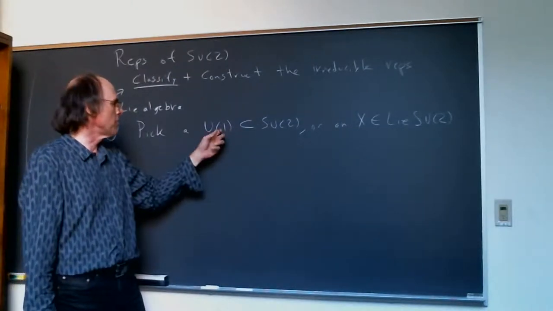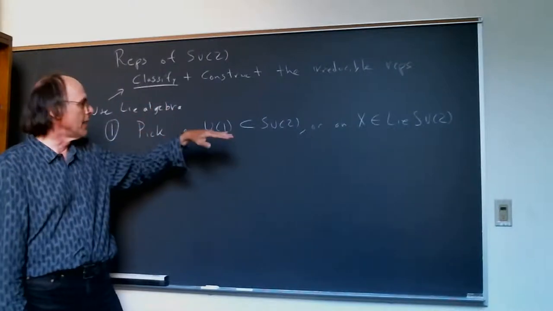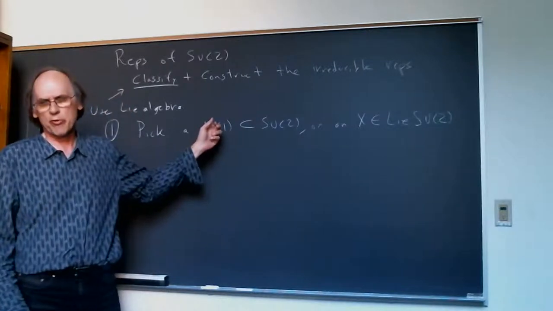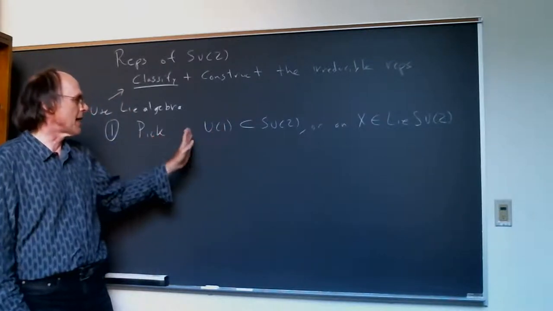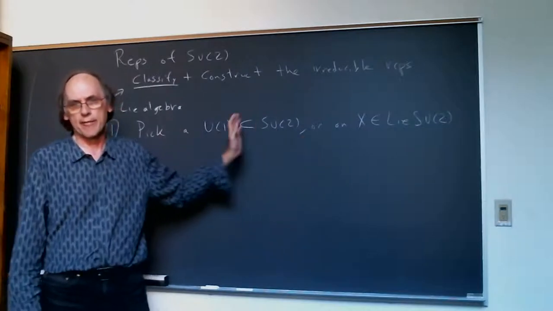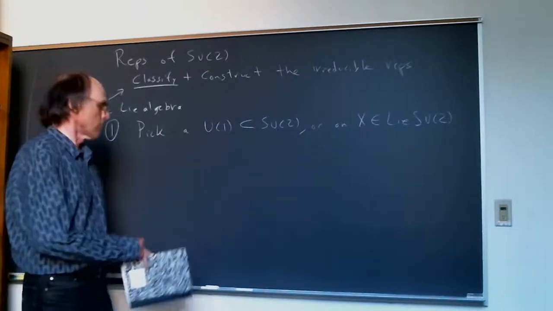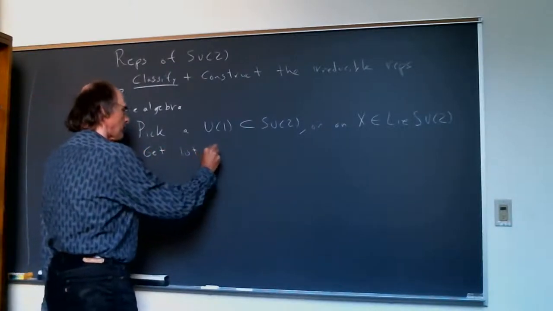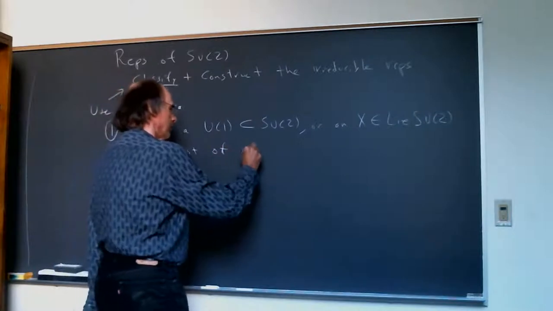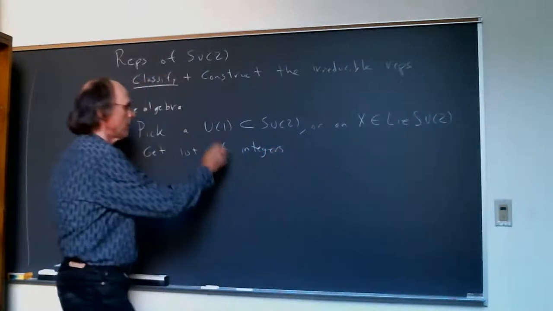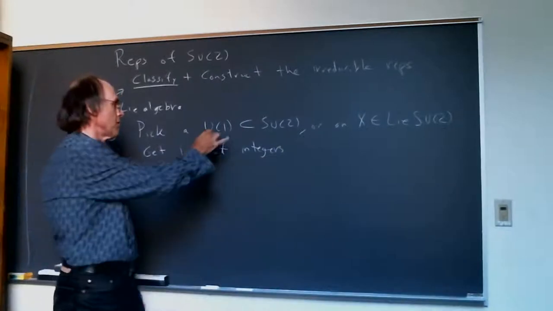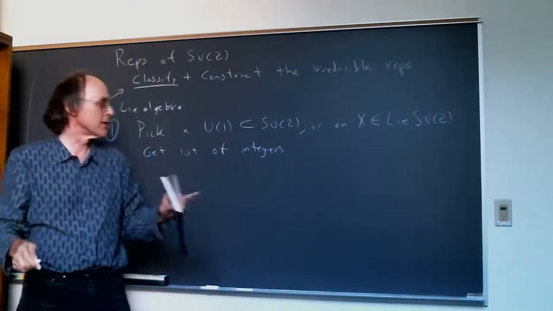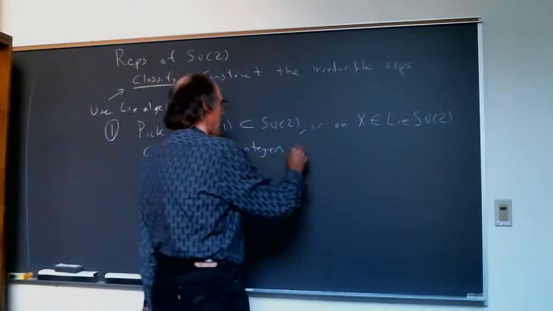And so what you want to do is take your representation and look at what this U1 does to it. From the general theory of U1 representations, the answer has to be some list of integers, the weights. So that's what happens if you take the representation and restrict it to U1. U1 representations break up into one-dimensional pieces labeled by integers, and you get a list of integers, called the weights.